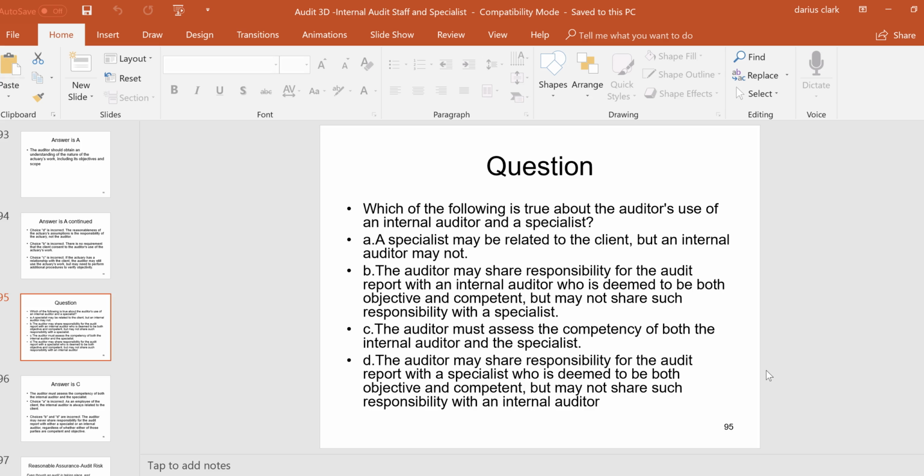You got to make sure this person really is a specialist. Why are you choosing them? Who's recommending them to you? How do you know that they're a specialist? You got to check their credibility as both a specialist that's competent and objective. And you would do that with internal audit as well, we said. How about A? A specialist may be related to the client, but an internal auditor may not. No, that's ridiculous. An internal auditor works for the client.